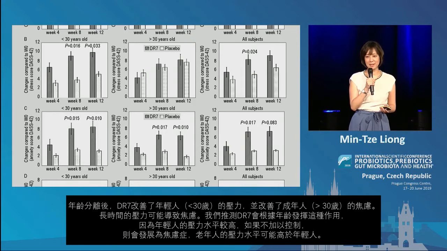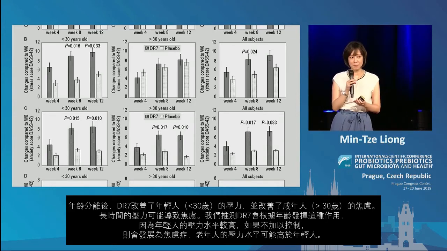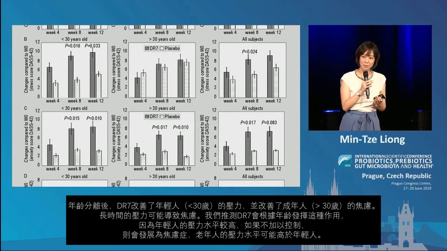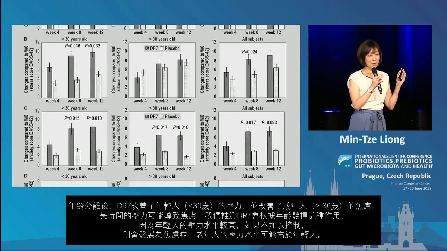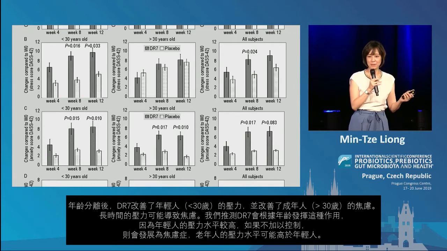We postulate that younger people have higher stress levels, and that was maybe why DR7 targeted that. And as they grow a little bit older, maybe their stress management is not that good, and it progressed to anxiety, which was why in the slightly older adults we saw the effect in anxiety.